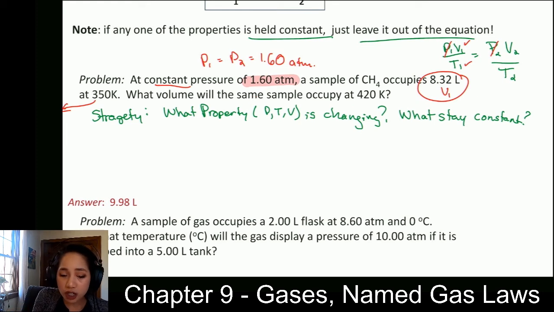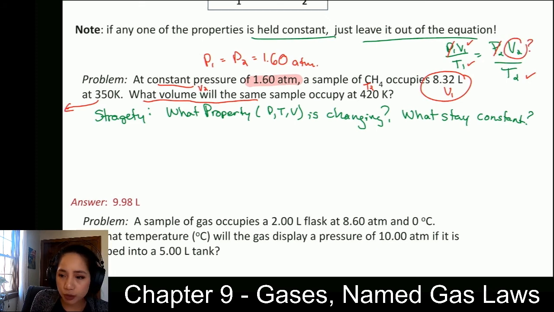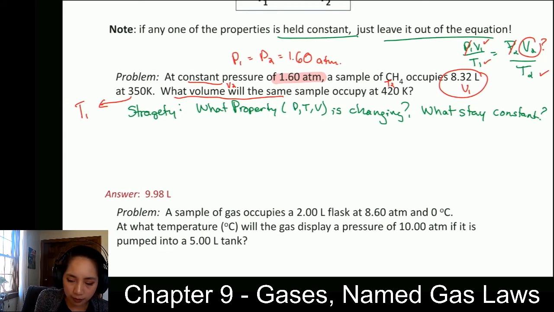So we're changing the temperature. So this is T2 because we've changed the temperature. And so we have T2. And now you can see it's saying, what is the volume at that T2 temperature? So we are solving for V2. Right? So let's just rewrite this equation without the pressure number in it. So it's V1 over T1 equals V2 over T2.